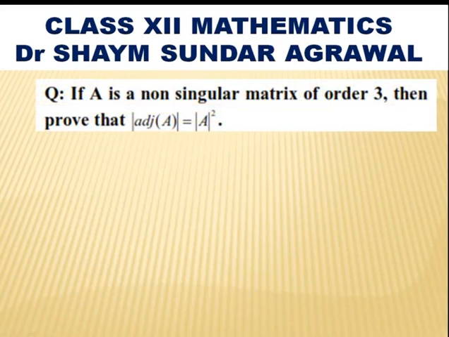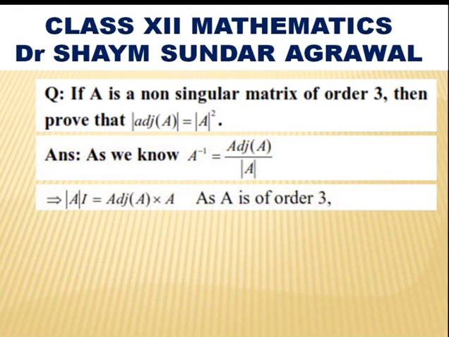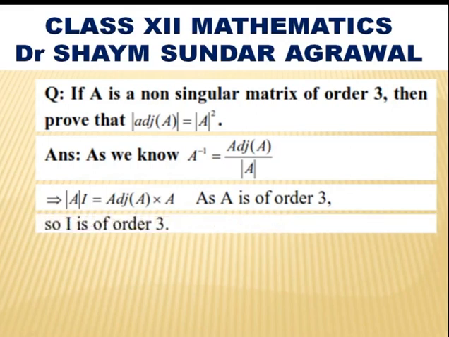Now, if A is a non-singular matrix of order 3, then prove that the determinant of the adjoint of A is equal to the determinant of A whole squared. As we know, A inverse is equal to the adjoint of A divided by the determinant of A. So the determinant of A into the identity matrix is the adjoint of A into A, as A is of order 3, so I is also of order 3.